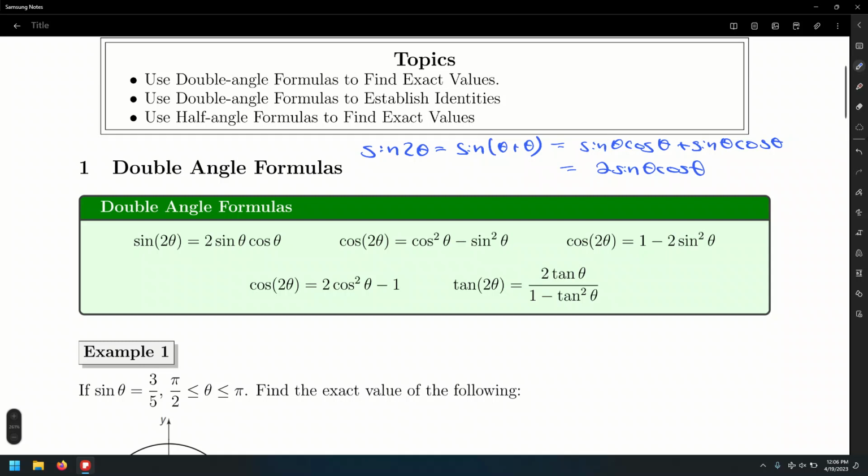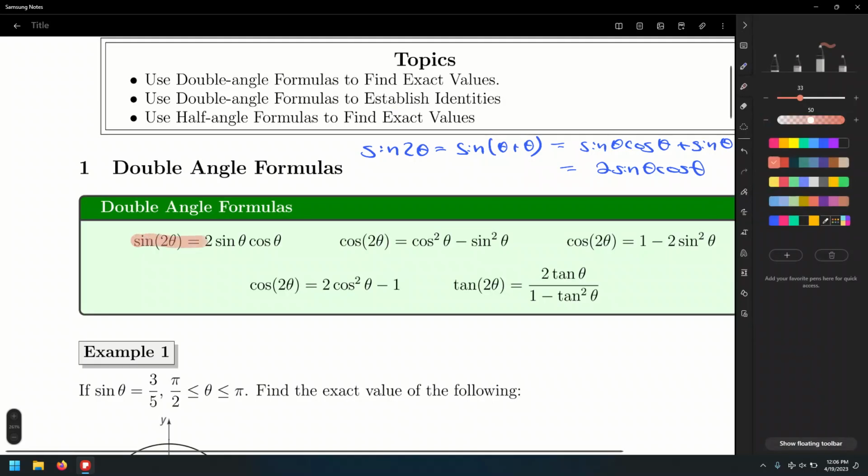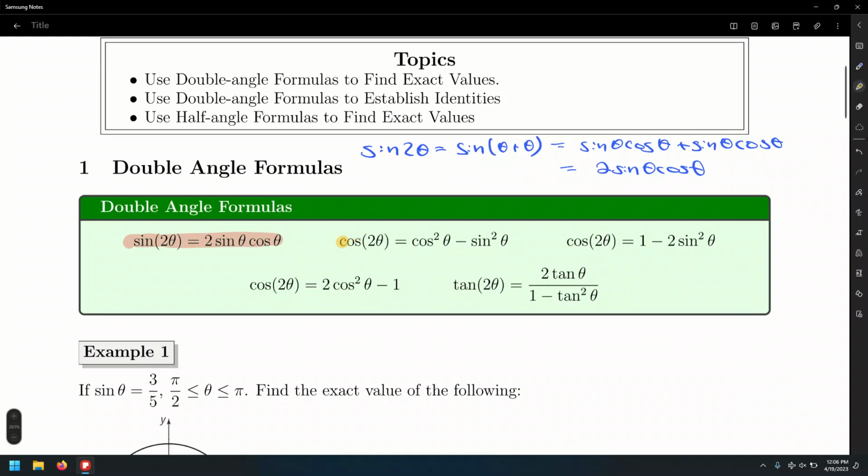Of course, you can derive the other two formulas the same way. For cosine 2 theta, break it up into theta plus theta, and then use the sum and difference formulas for the cosine function. One thing to notice here: although we just have one form of the double angle for sine, we have three alternatives for evaluating cosine 2 theta. These other two formulas are the result of replacing either cosine squared with the Pythagorean identity of 1 minus sine squared, or replacing the sine squared with 1 minus cosine squared.